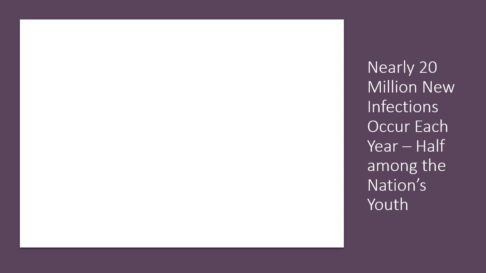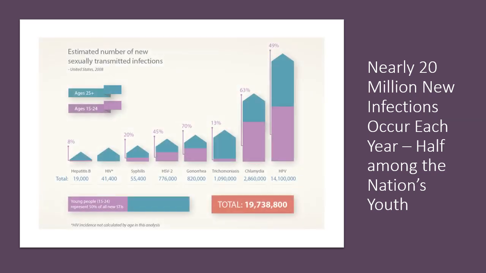And when we're thinking about these new infections every year, you have to understand that half of them are people like you, young people. So when you're looking at the various forms of STIs that the CDC tracks, and you're looking at hepatitis, HIV, syphilis, HSV2, gonorrhea, chlamydia, HPV, you see that the green bars are people who are above 25, the purple bars are people 15 to 24. So it's that young group has about half of the infections in these particular areas, like HPV, chlamydia, gonorrhea, and HSV.